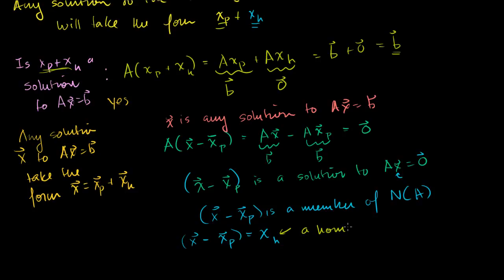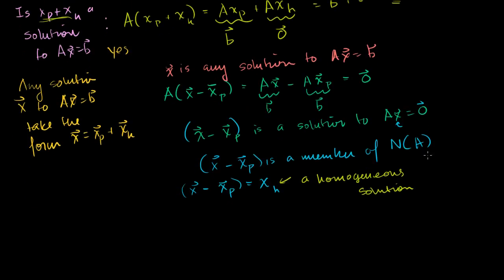A homogeneous solution. Now, if we just add our particular solution to both sides of this, we get that any solution, remember, we assumed that x is any solution to this, is equal to a homogeneous solution plus our particular solution. So we've proven it both ways: that this is a solution to our inhomogeneous equation, and that any solution to our inhomogeneous equation takes this form right here.